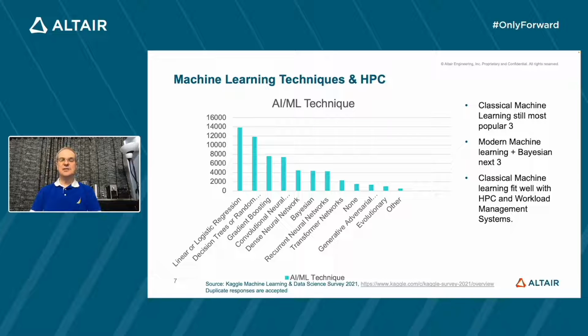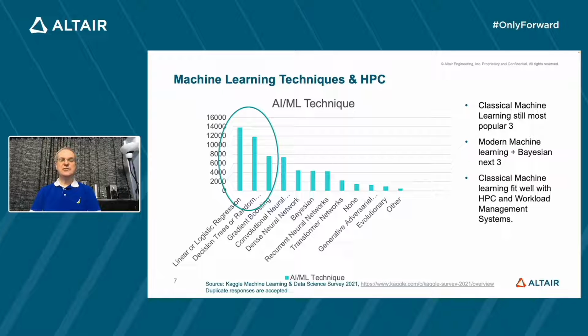And the results are very interesting, as you can see from the bar graph on this slide. The data set contains 25,973 responses. So I'm reasonably confident that it is accurate. From the data, it is clear that classical machine learning is still the most popular approach used. The first three are linear or logistic regression, decision trees, or random forests, and then gradient boosting algorithms. So even though there are lots of AI/ML approaches and algorithms, the traditional ones are still the most popular.